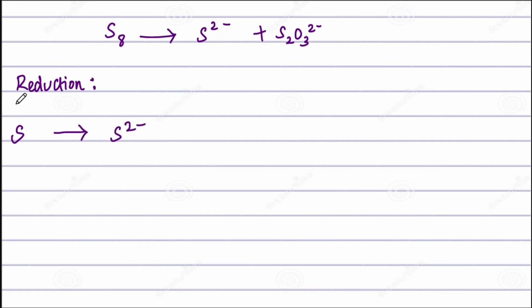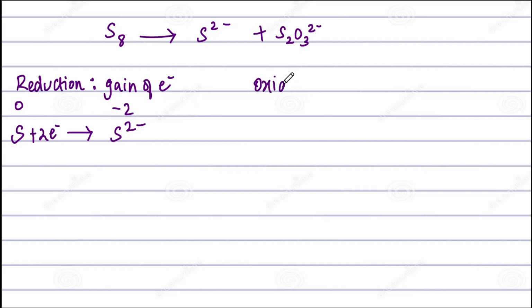The oxidation state of sulfur changes from 0 to -2. From 0 to -2, the difference is 2 electrons, and we know reduction is gain of electrons. So it should be written on the reactant side. So S plus 2 electrons gives S²⁻. This is the reduction half reaction.